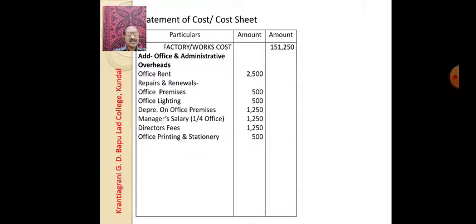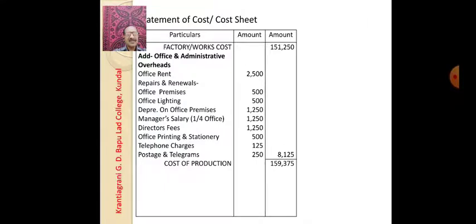Office printing and stationery rupees 500. Telephone charges rupees 1,125. Postage and telegrams rupees 250. The sum of office and administrative overheads is rupees 8,125, which is added to the factory or works cost. The total amount is rupees 1,59,375, which is the cost of production.